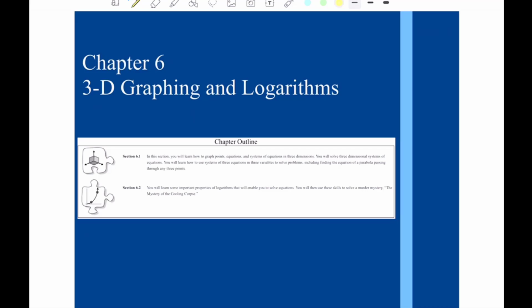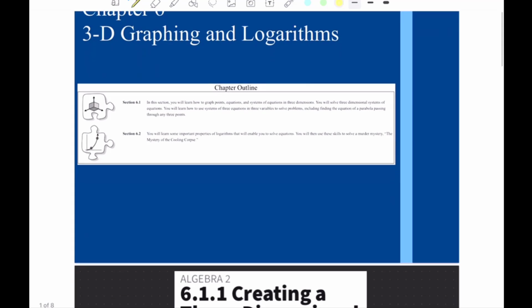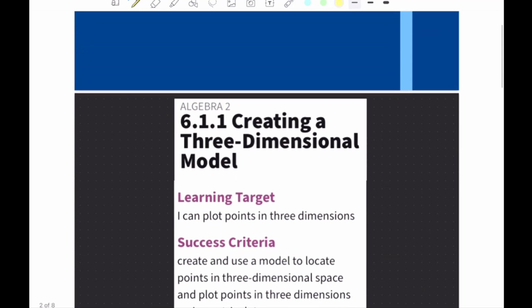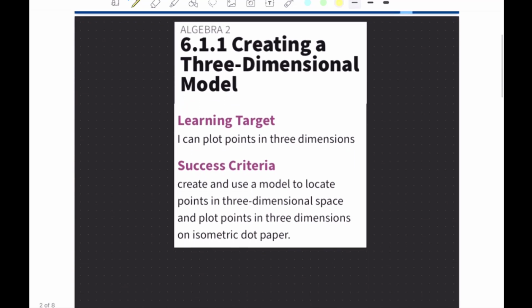And then in the second section of this chapter, you're going to learn some important properties of logarithms that will enable you to solve equations. You will then use these skills to solve a murder mystery. The mystery of the cooling corpse. Sounds like fun, absolutely. Math is fun, right?